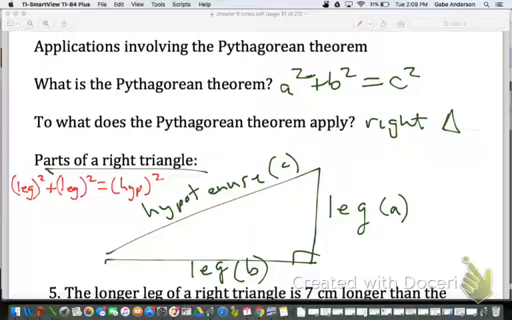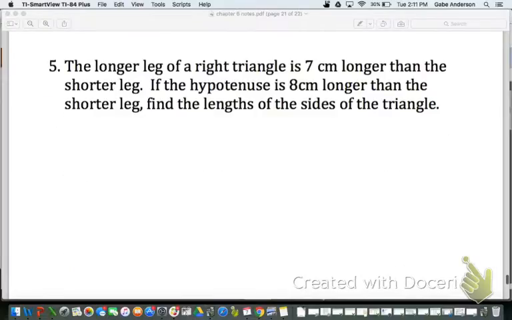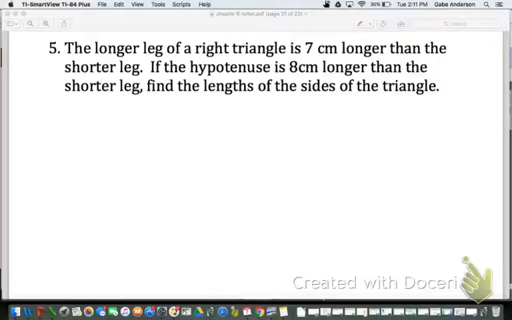Okay, so we'll do one example here together, and we'll hopefully have time to finish with one where you guys work together kind of on your own in groups. So here's the first one. It says the longer leg of a right triangle. Oh my goodness, look at that. It's like this is longer than this, and this is shorter, and hypotenuse, blah, blah, blah.